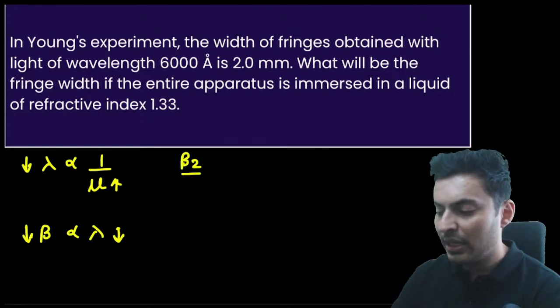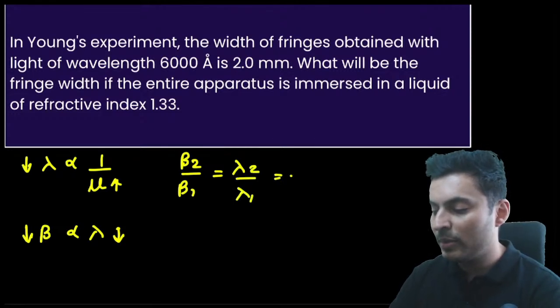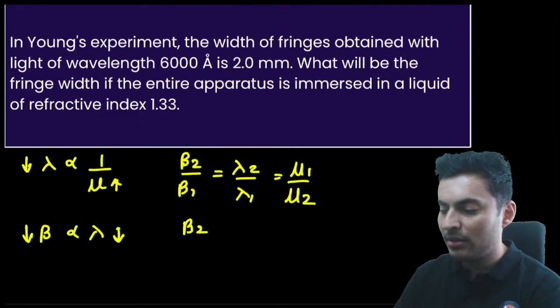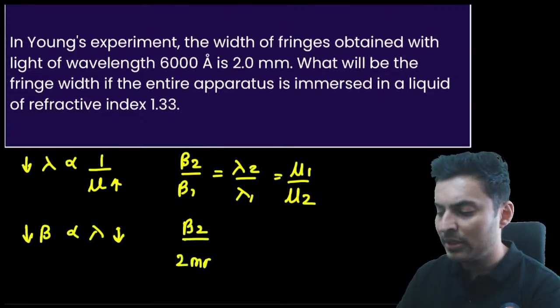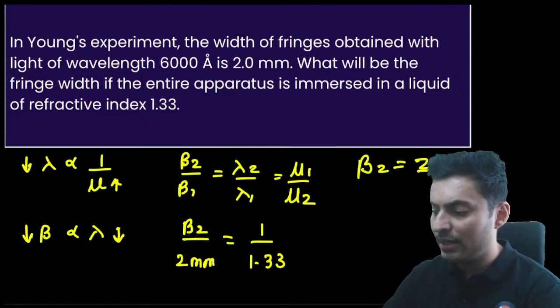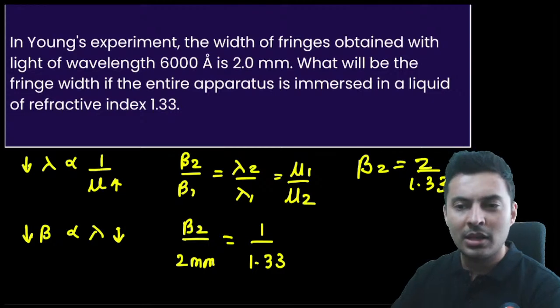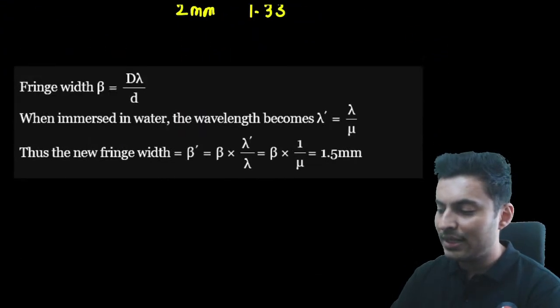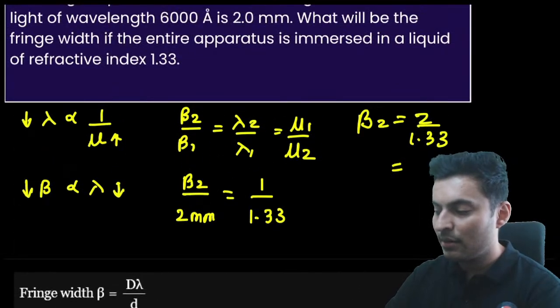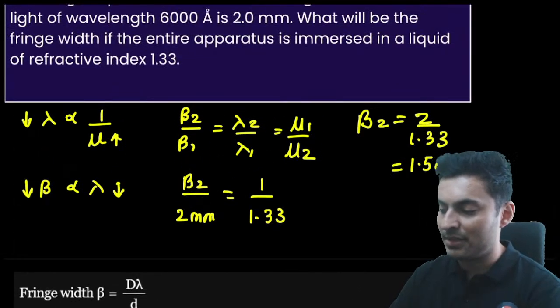So therefore, beta 2 by beta 1 will be lambda 2 by lambda 1, which will be mu 1 by mu 2. That is the exact relationship. New fringe width, I don't know. Old fringe width, 2 millimeters. Initial refractive index in air is 1. Final is 1.33. So therefore, beta 2 will be 2 divided by 1.33. Understood? So you will get the answer as 1.5 millimeters approximately.